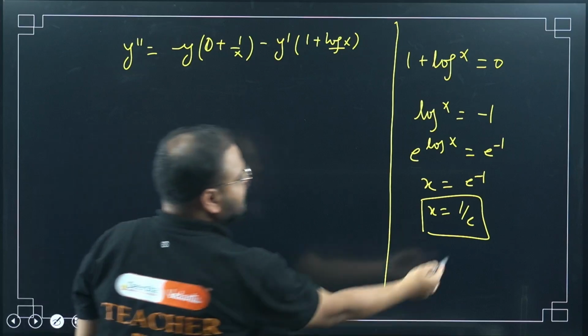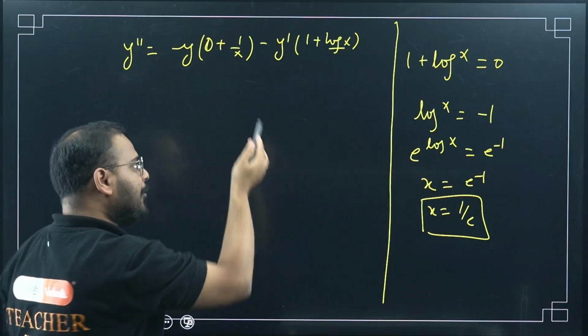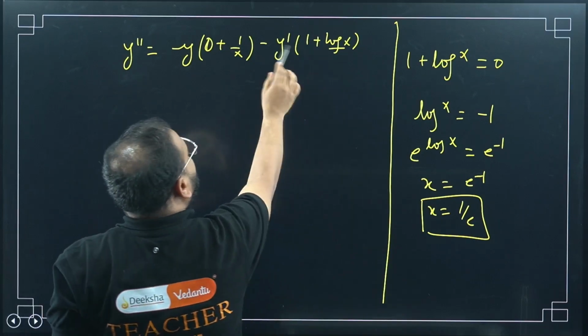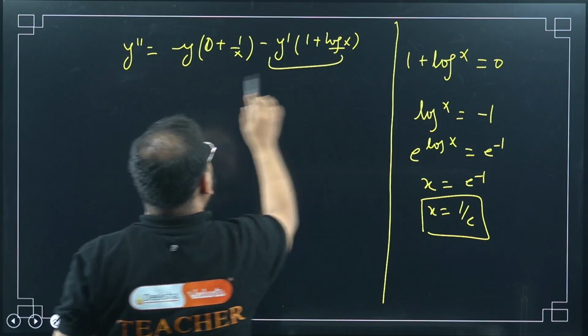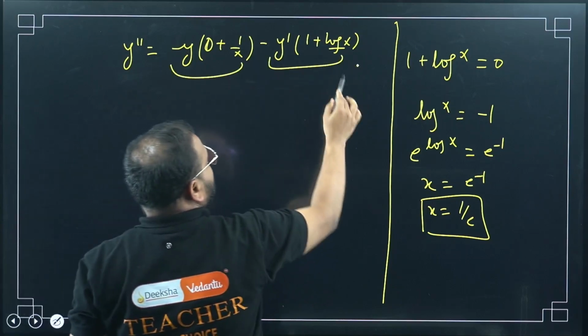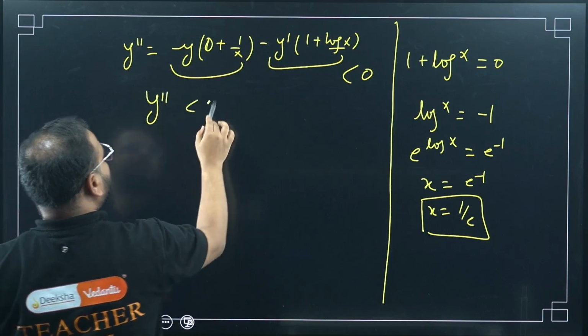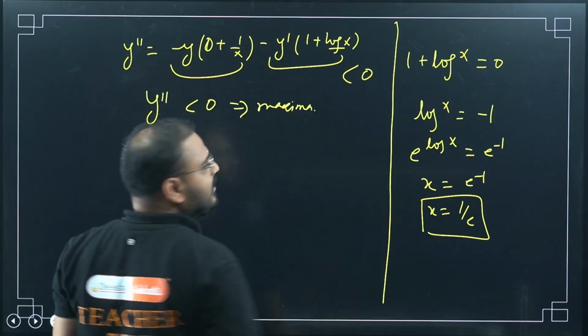Now substitute x equals to 1 upon e. Log of 1 upon e will be what? A positive number. This thing is a positive number. What is this going to be? A negative number, because minus is multiplied. This is negative, and this is also negative. This whole thing will be less than 0. So what I'm getting? I'm getting y double dash is less than 0. What will exist? Maxima will exist or not?